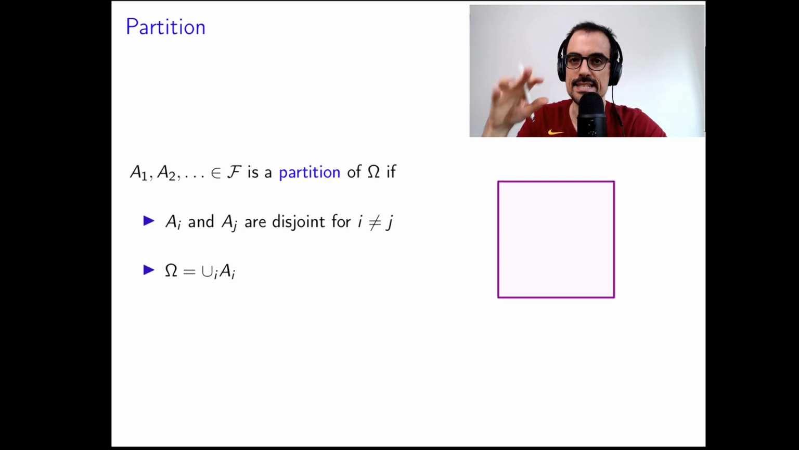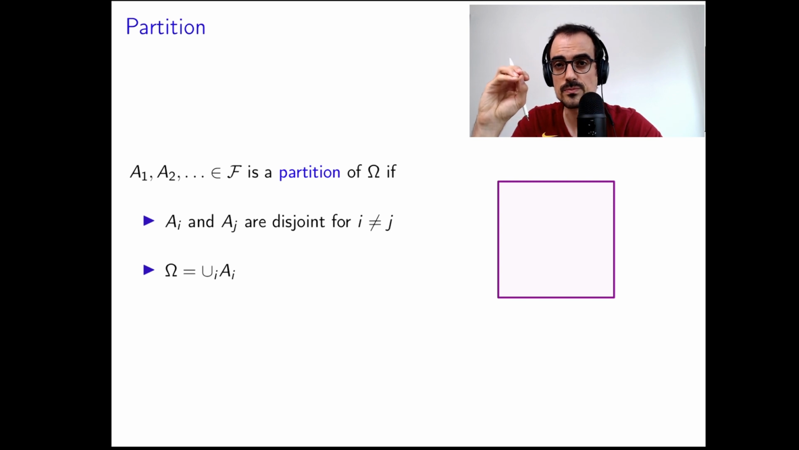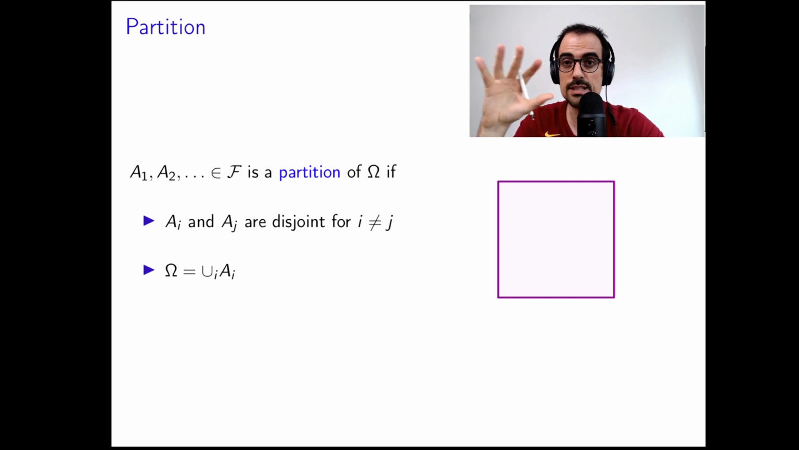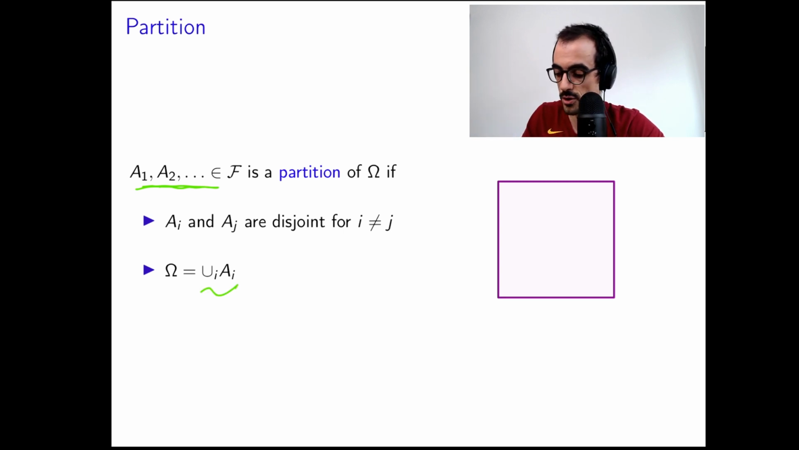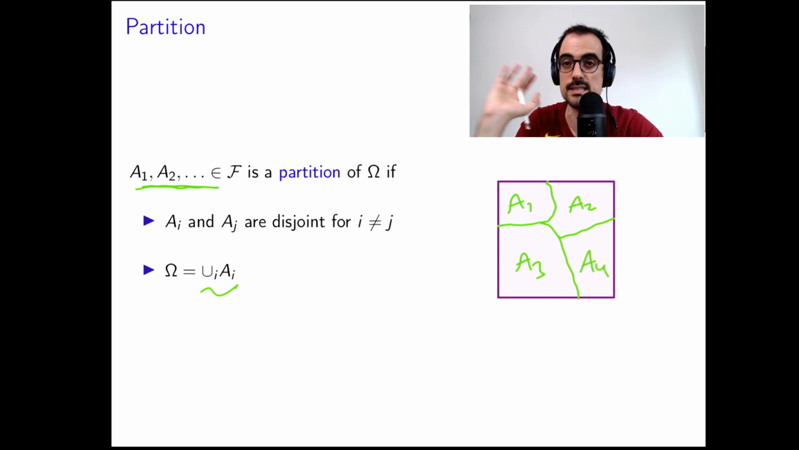A partition is a set of subsets of this set that are all disjoint, so there cannot be elements that are in two of the subsets. Okay, so it's a list of subsets which are all disjoint, so they cannot have common elements, and their union covers this set of interest. So maybe we'll choose something like this. Okay, so this would be A1, A2, A3, and A4. Okay, this is a partition of, in this case, omega.